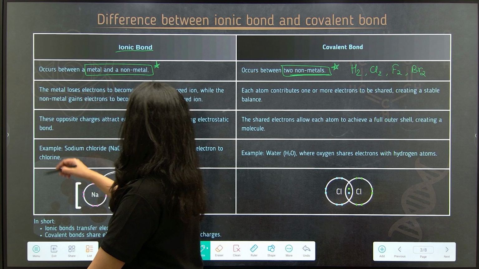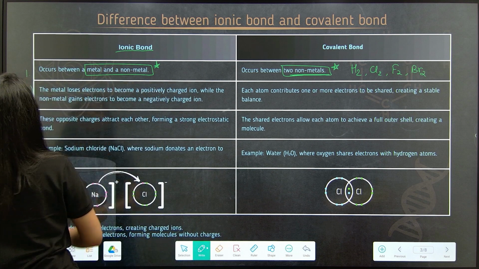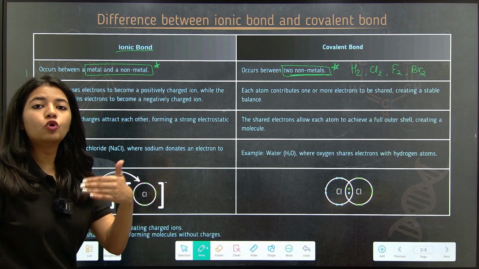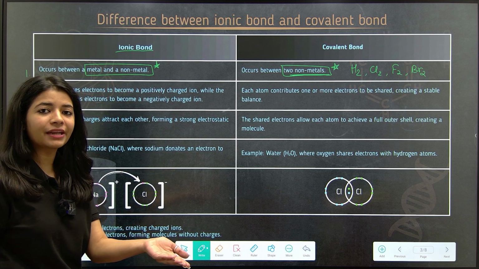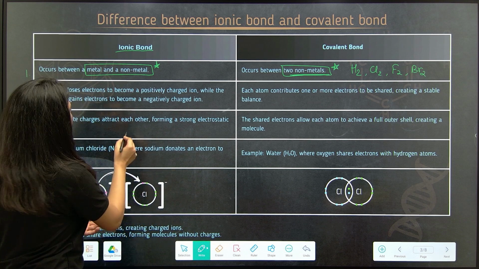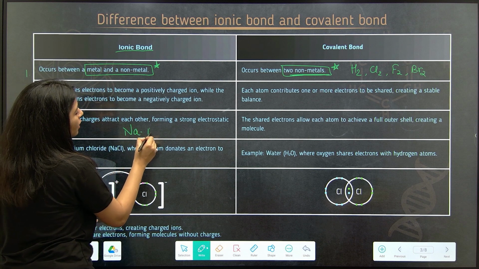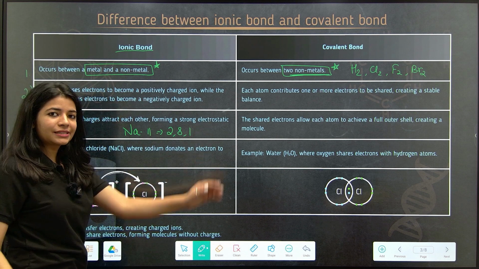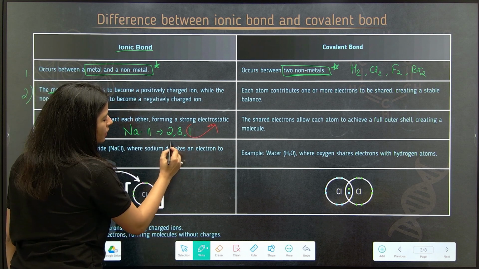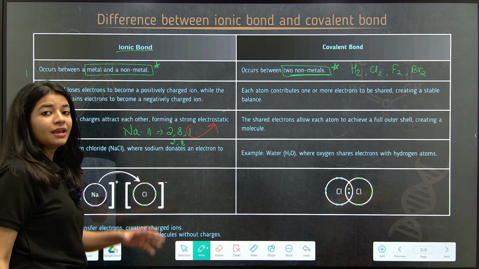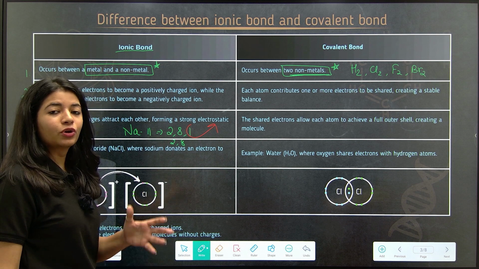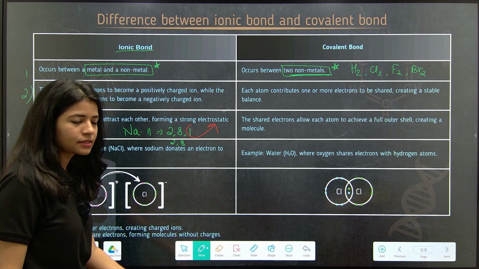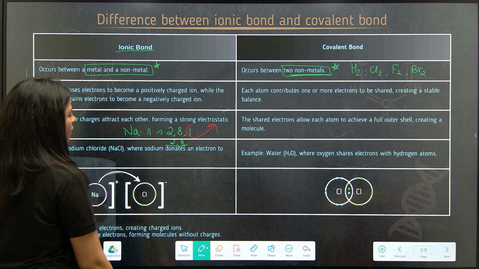Next point of difference is what? The metal loses electron, because we all know that metals have a tendency to lose or donate electrons so that it becomes stable. For example, sodium: atomic number is 11, electronic configuration is 2, 8, 1. It donates this one electron to get the electronic configuration 2, 8. This is how it achieves an electronic configuration equivalent to that of a noble gas, and this is how it becomes stable, right?